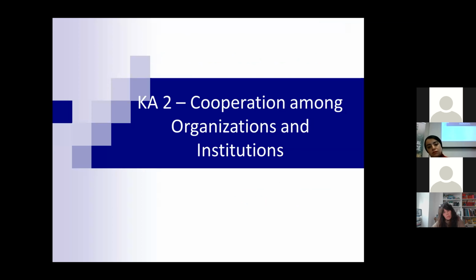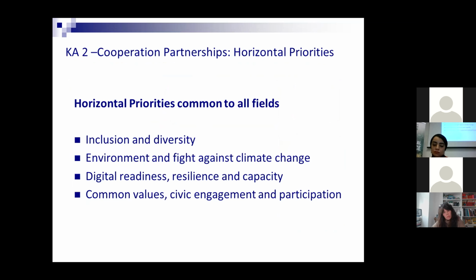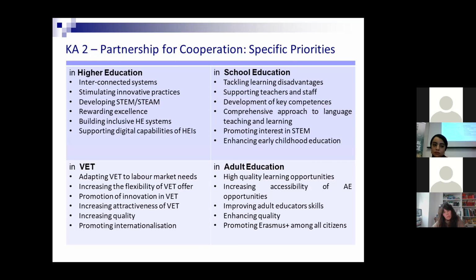The other action I will very briefly go through is the cooperation action, KA2, cooperation among organizations and institutions, and more specifically, the so-called cooperation partnership. In the framework of the cooperation partnership, there are so-called horizontal priorities that are common to all fields, such as promotion of inclusion, promotion of environmental awareness, digital readiness, and common values such as civic engagement and participation. Very general priorities. And then there are the specific priorities for the different areas.